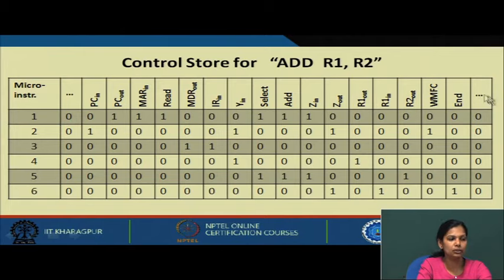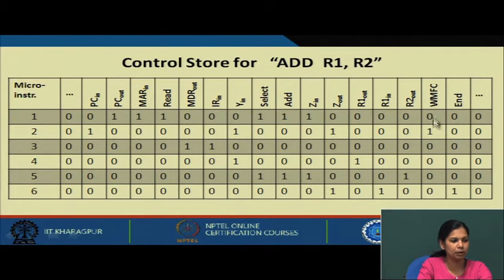Let us say there will be many more control signals for add R1, R2. In step 1, whichever control signals are 1, the rest will all be 0. So, PC out, MAR in, read, select 4, add, Z in. These signals will be 1 and the rest will all be 0. Similarly, in step 2, we need to do Z out, PC in, Y in. So, Z out will be 1, Y in is 1 and PC in is 1.